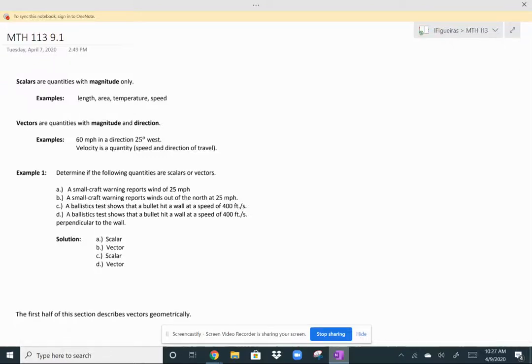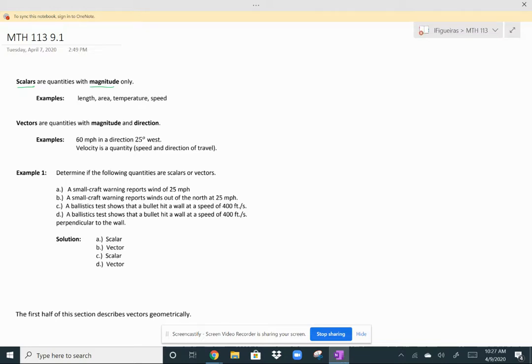Hi, this lesson is about vectors. But before we can understand vectors, we have to talk about scalars. Scalars are quantities, and quantities have a measurement that we call a magnitude. Examples of scalars would be length, area, temperature, speed. Those are all things that you can measure. And there are many other examples like height and weight, and I'm sure you can think of many others.